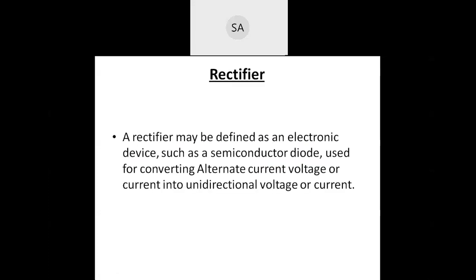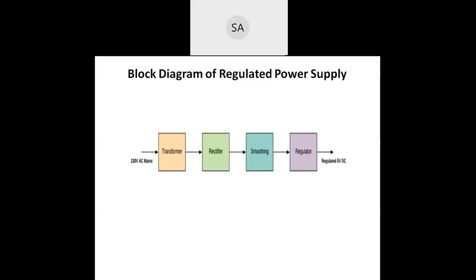So here the first block, the main source of this DC power supply, regulated DC power supply, is rectifier and filters. So you have to discuss first about the rectifiers. This transformer only provides the AC signals. From the output of the transformer, we are getting only the AC signals.